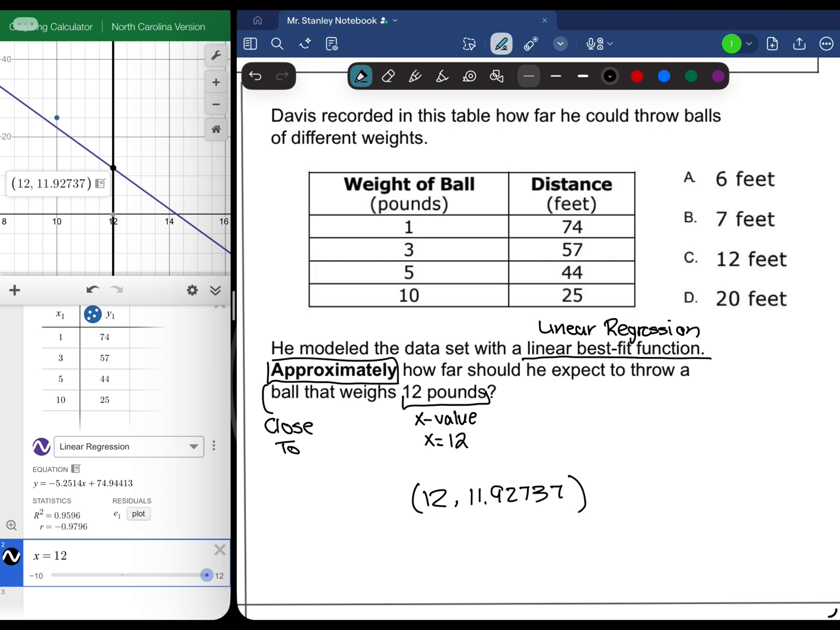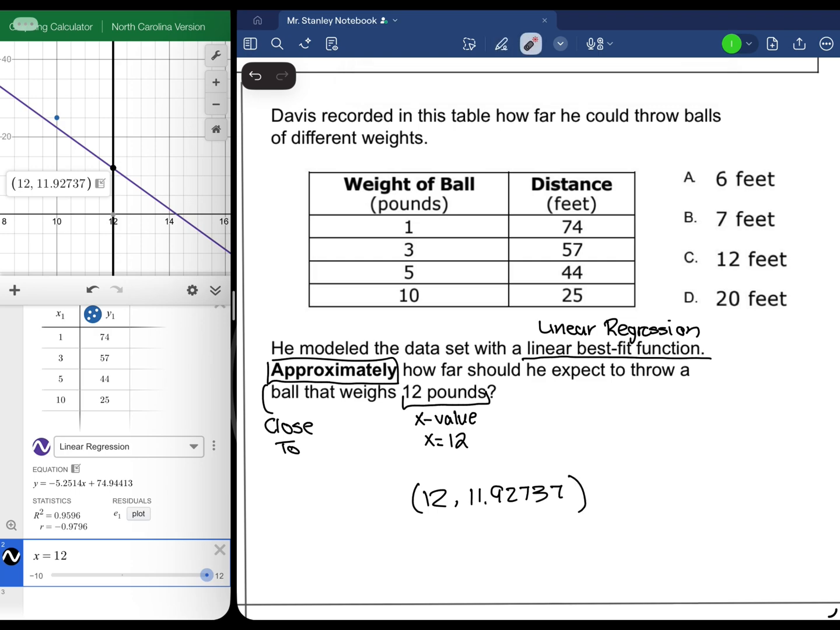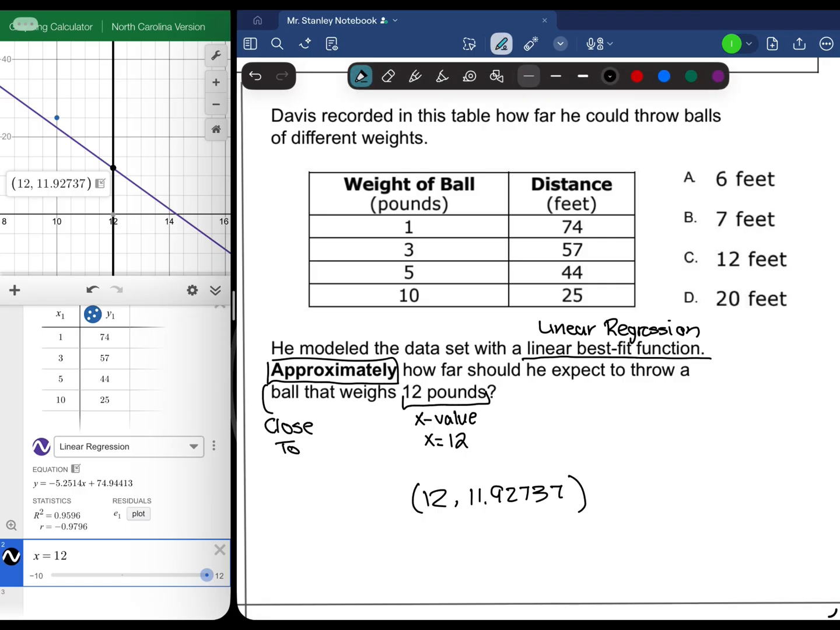11.92737. Now, if we look at that, they gave us 12. So 12 is not what we're going to be using. We're going to be using the 11.9, that decimal. So we're trying to find an answer that is close to this. So if we look at our choices, we got 6, 7, 12, and 20. So in that, the closest one to 11.9 will be answer choice C, which is 12.